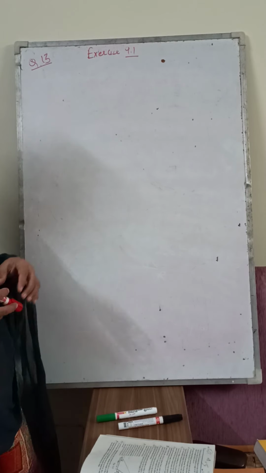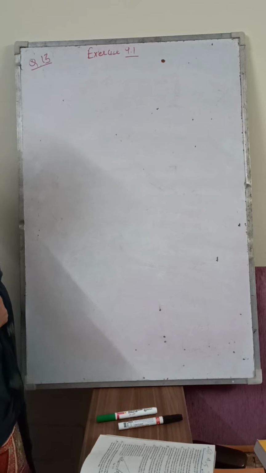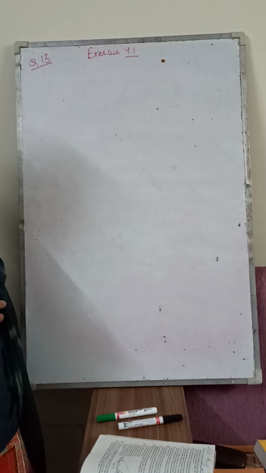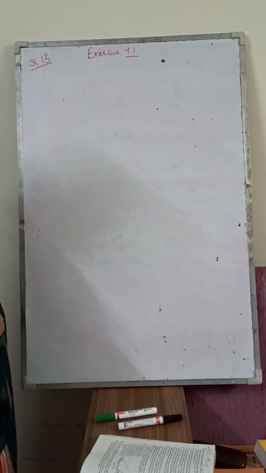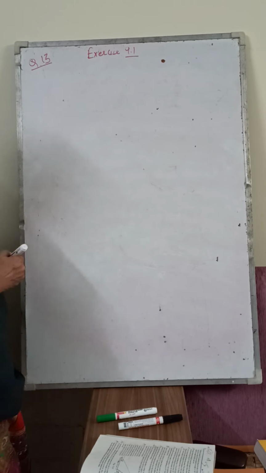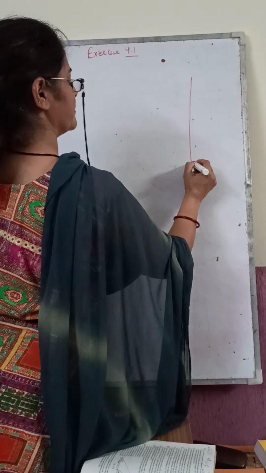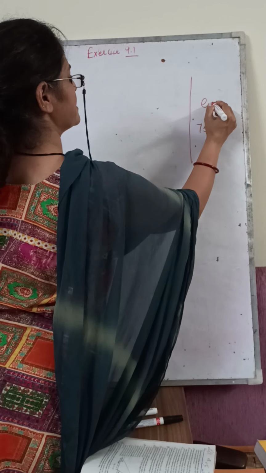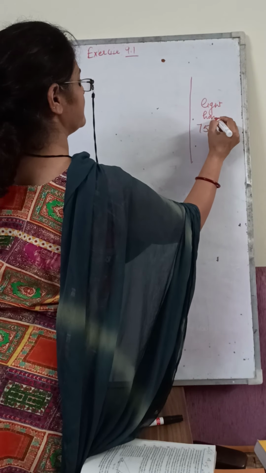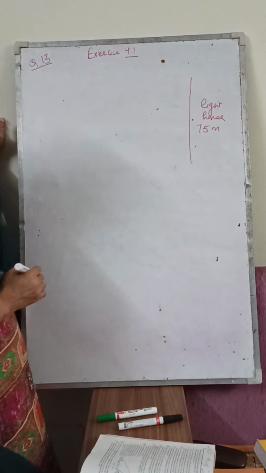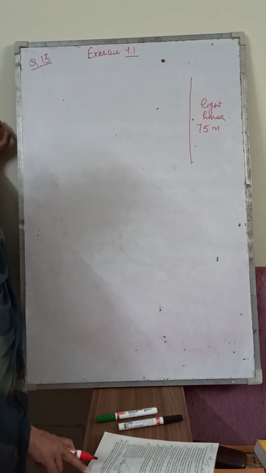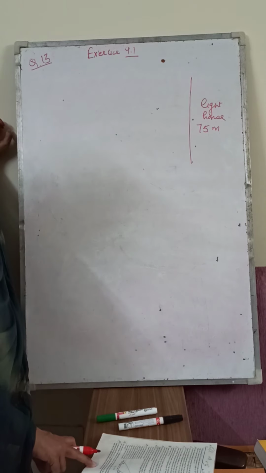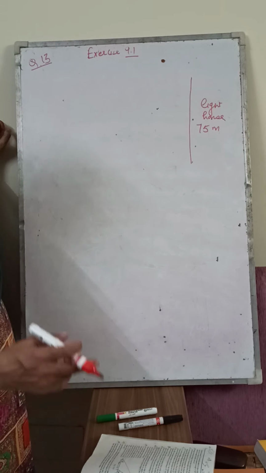Children, let's start with question number 13 of exercise 9.1. The statement is, as observed from the top of a 75-meter high lighthouse, we have a lighthouse, and this lighthouse is 75 meter at height. From the sea level, the angle of depression of two ships are 30 degree and 45 degree.